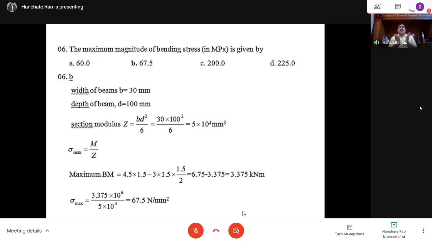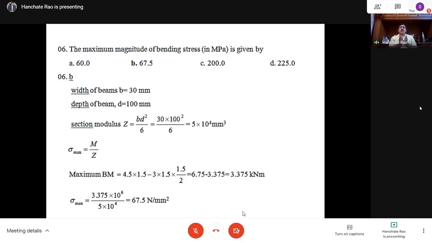Similarly, for a circular section, we have found the section modulus: I is pi d to the power of 4 by 64, divided by d by 2. That is the section modulus. Similarly, we have found the section modulus for hollow rectangular and hollow circular sections. That formula also you need not remember. Z is equal to I by y. Keep that concept: Z is equal to I by y.